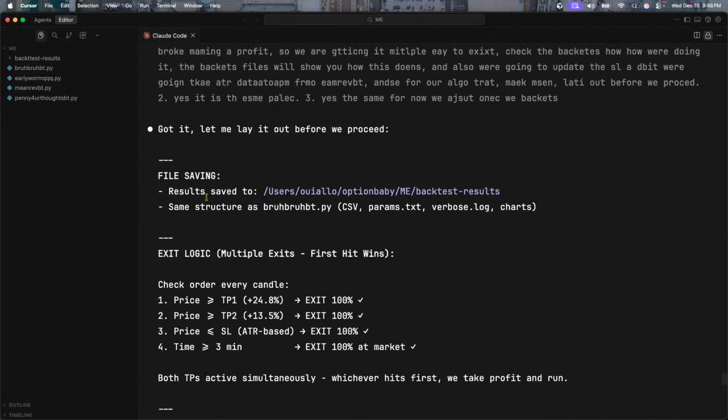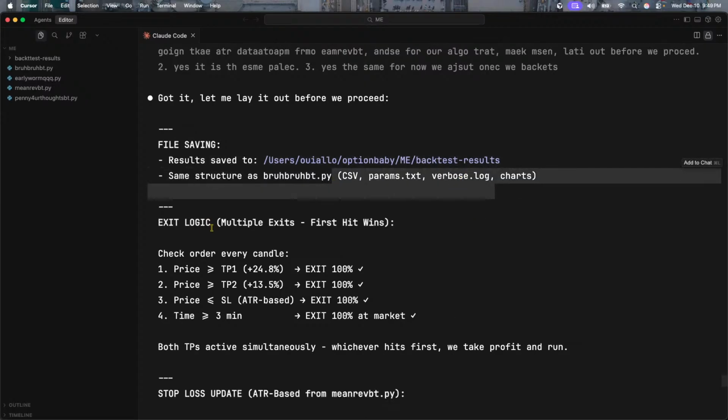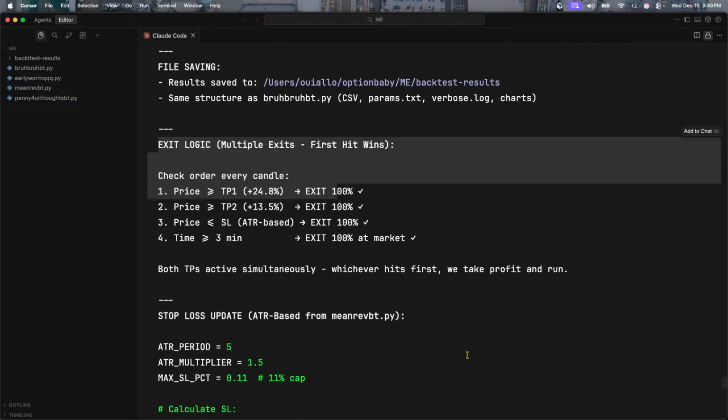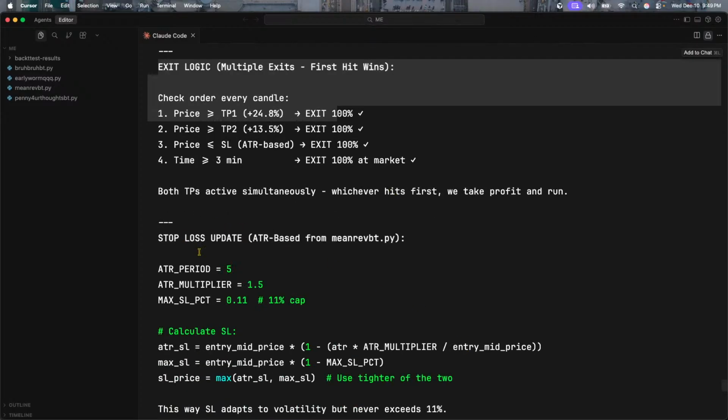All right, beautiful. File saving, same thing, CSV metrics. I love it. Exit logic: exit 100%, exit 100%. Both act simultaneously. Whichever hits first, we take profit and we run. Then stop loss. I love it.